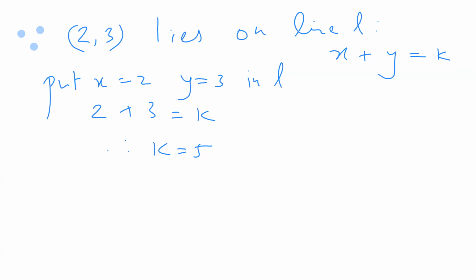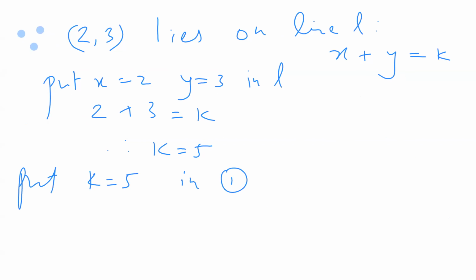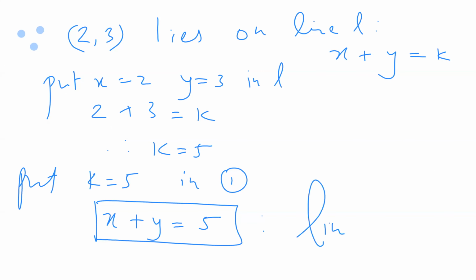So the next step will be, put k equal to 5 in equation number 1. What is equation number 1? It's the line L, whose equation we require, but then k was not known to us. So now we know k, put the value of k in equation number 1. So x plus y is equal to 5. This is your final equation of line L which is required.